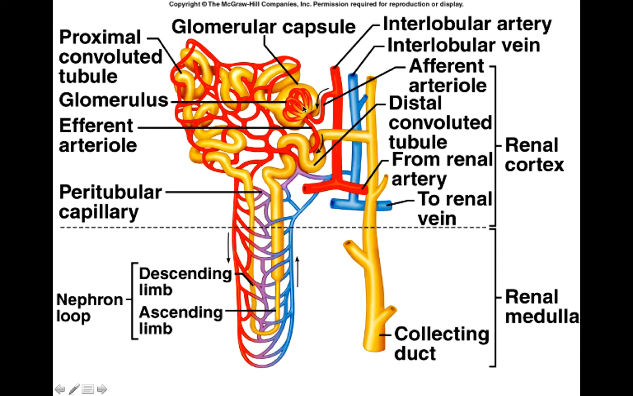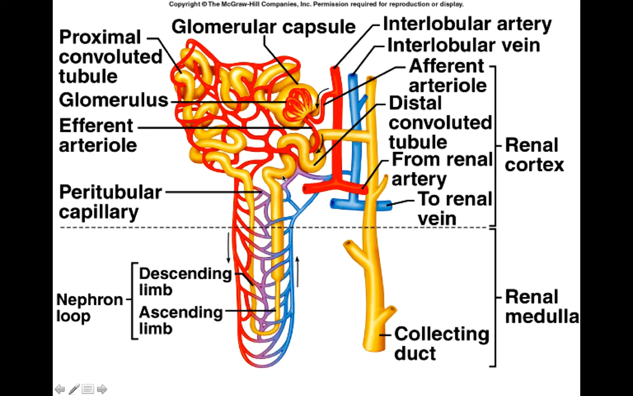Then let's talk about the capsule, or the actual tubule now. So once the material is filtered out, it's in kind of this tube, and it will move through the tubule. The parts of the tubule are the proximal convoluted tubule. So convoluted means like really twisted. So this is the proximal convoluted tubule. That moves into the nephron loop. The nephron loop is also called the loop of Henle. There's a descending portion, and then there's the ascending portion.